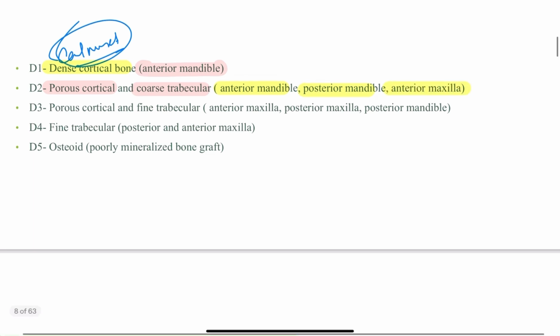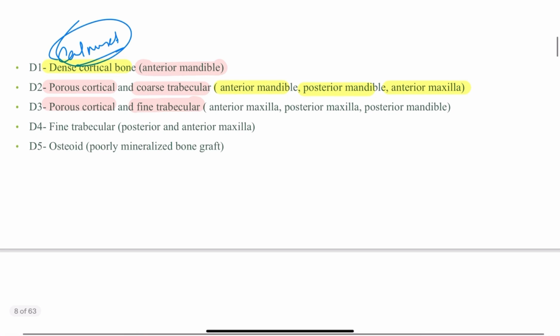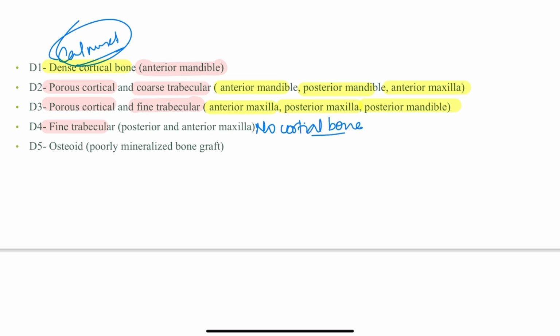D3 bone. So D3 bone is porous cortical and fine trabecular. The difference between D2 and D3 is that the trabecular bone over here is weaker. So where would you find them? It is usually seen in the anterior maxilla, posterior maxilla and posterior mandible. D4 bone is fine trabecular, there is no cortical bone. Mostly this type of bone would be seen in the posterior and anterior maxilla, mostly in the posterior maxilla.